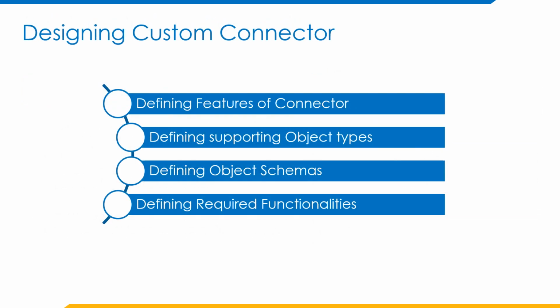Let us understand the building process of a custom connector in more detail in this section. When building a custom connector, we need to look into four important aspects comprising the design of a custom connector: defining the features of the custom connector to be developed, defining the object types which the custom connector will support, defining the object schemas for the specified object types, and defining the functionality to be performed by the custom connector. Let us look at each aspect in detail.